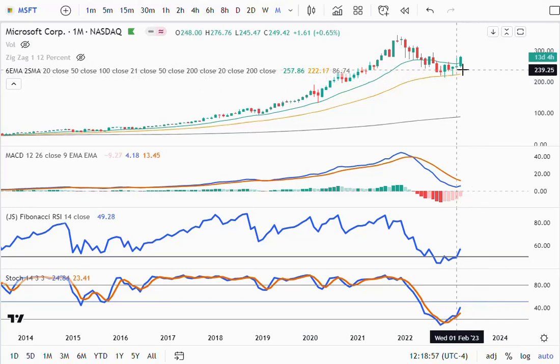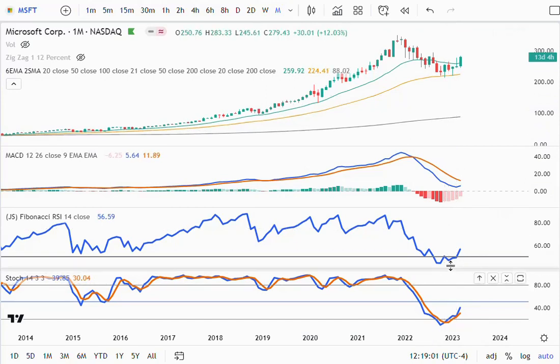See, last month there was a rejection. It made an attempt, but it failed. Look at RSI. Monthly RSI has gotten back above the 50 level. This is very, very strong.